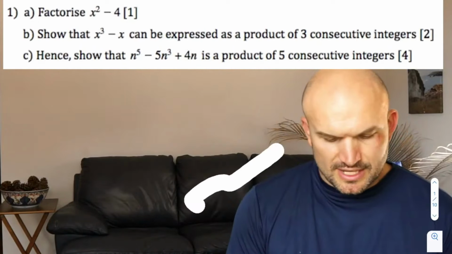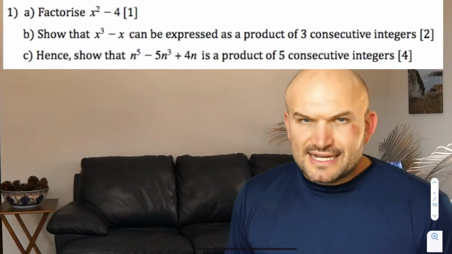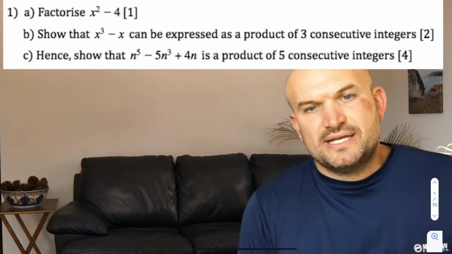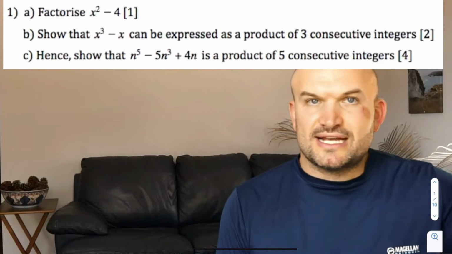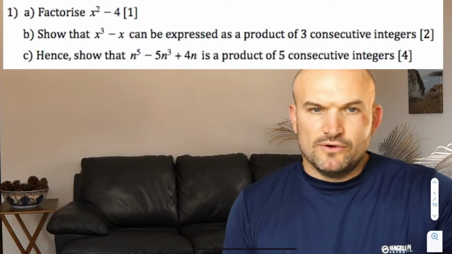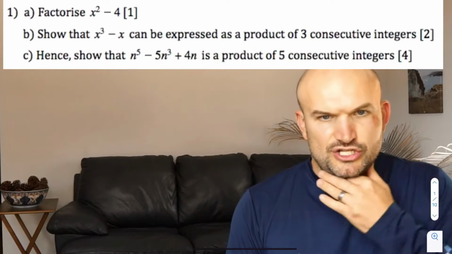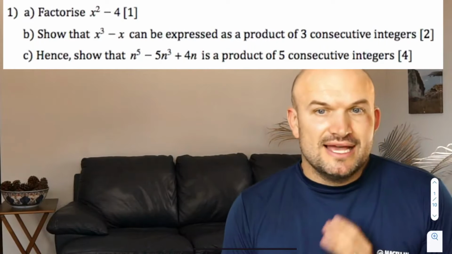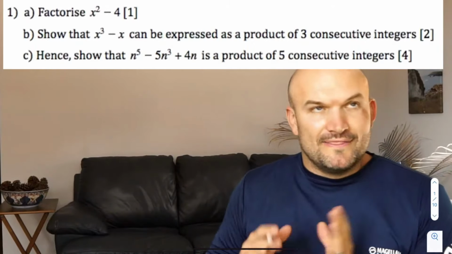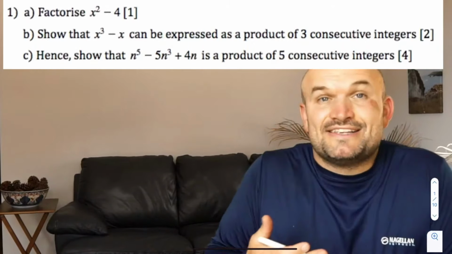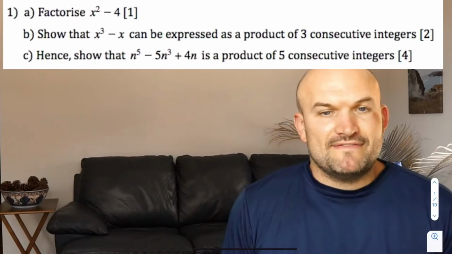So that was the factoring. We got that one done. And now the next one can sometimes be confusing because we talked about the 3 consecutive integers. So let's not worry about the 3 consecutive integers right now. Let's just focus on what it says. It says show that x cubed minus x can be expressed as a product. All right, so again, expressing something as a product is just a fancy way of saying let's factor this. So I have x cubed minus x.